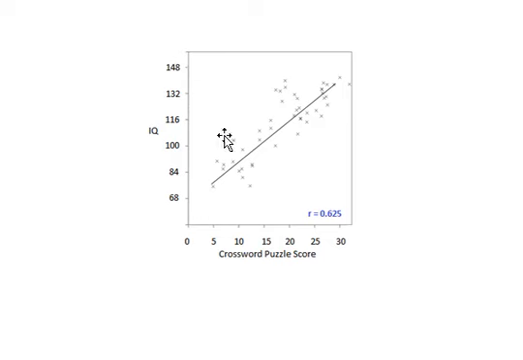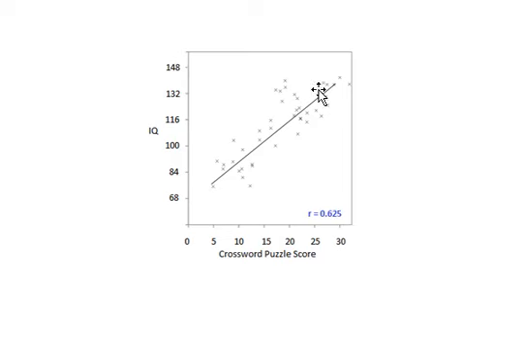But if we happen to know something else about the person which is correlated with IQ, we can take that into account. So let's say, for example, a crossword puzzle score along the x-axis here is correlated with IQ on the y-axis, and that the correlation is 0.625. That's a good correlation. It's a moderate correlation.